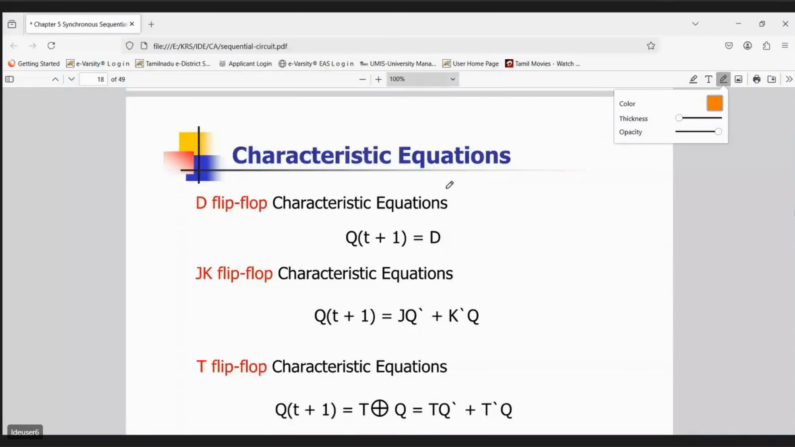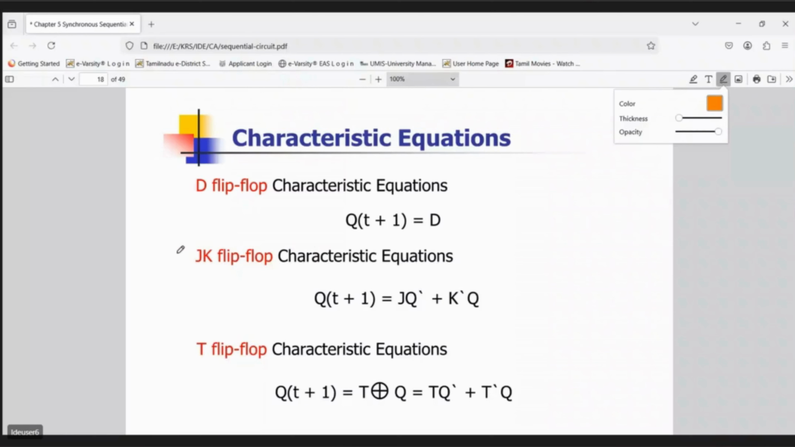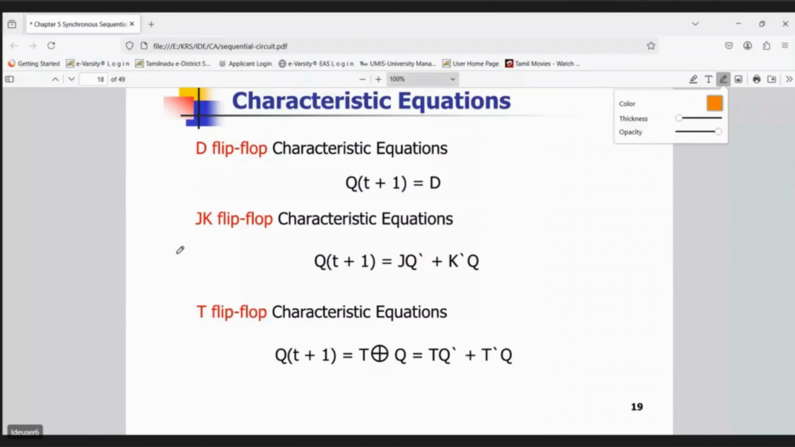So the characteristic equations. D flip-flop characteristic equation, Q of t plus 1 equal to D. In the JK flip-flop, Q of t plus 1 equal to J Q dash plus K dash Q. T flip-flop characteristic equation, Q of t plus 1 equal to T exclusive OR Q, that is equal to T Q dash plus T dash Q.